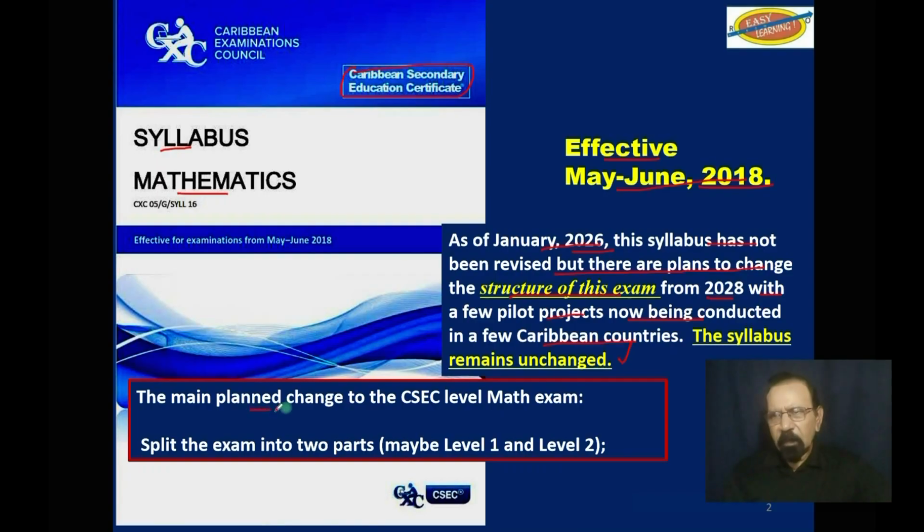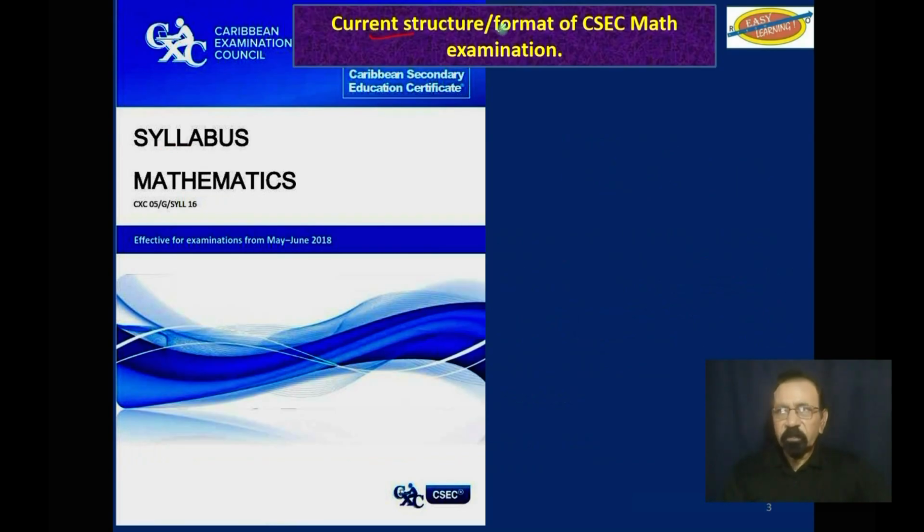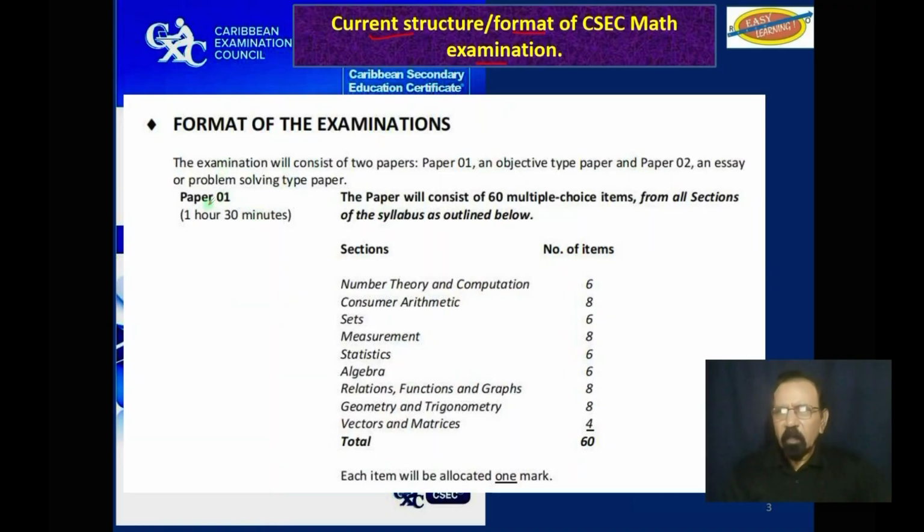The main planned change to this exam is to split the exam into two parts. The current structure or format of the CSEC math examination: there is a Paper 1 which runs for 1 hour and 30 minutes, and it consists of 60 multiple choice items from all sections of the syllabus as outlined here.